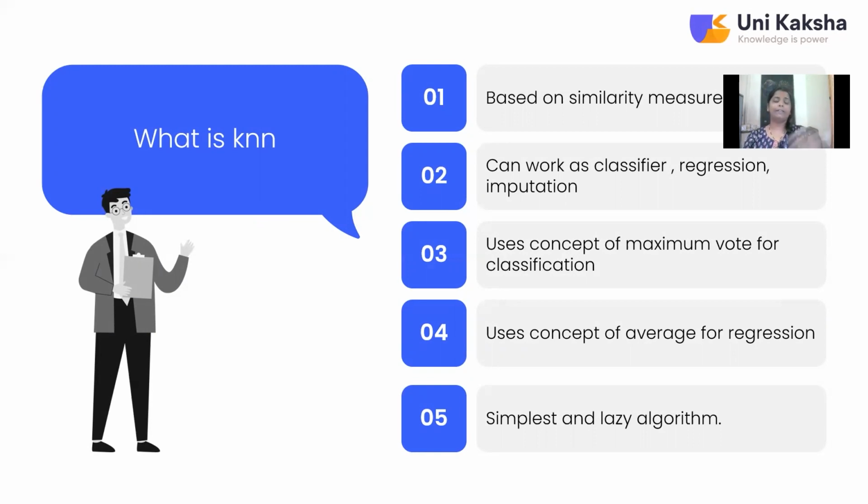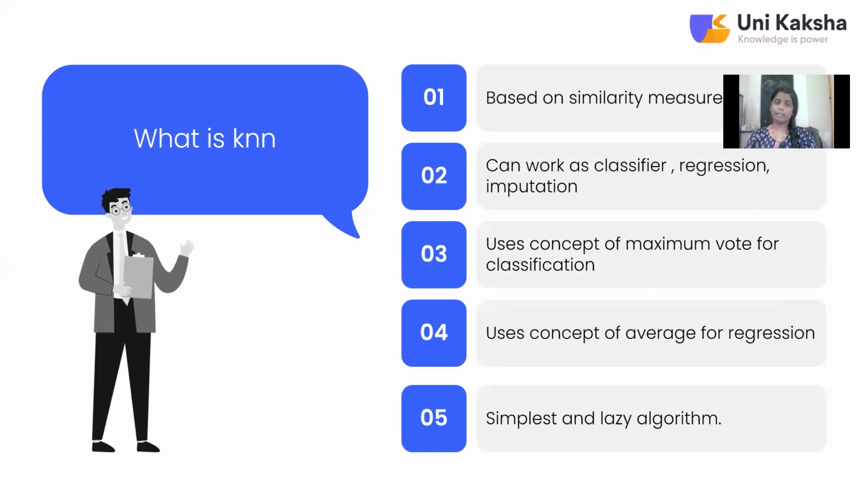Now let's try to break down this word KNN. K stands for how many nearest elements you want to consider. KNN stands for K nearest neighbor, where the value of K is generally considered to be the square root of the total number of observations in the data. We can use it for classification as well as for imputation, and a few times KNN is also used for regression as well. In that exceptional case, your dependent variable will be numeric in nature.